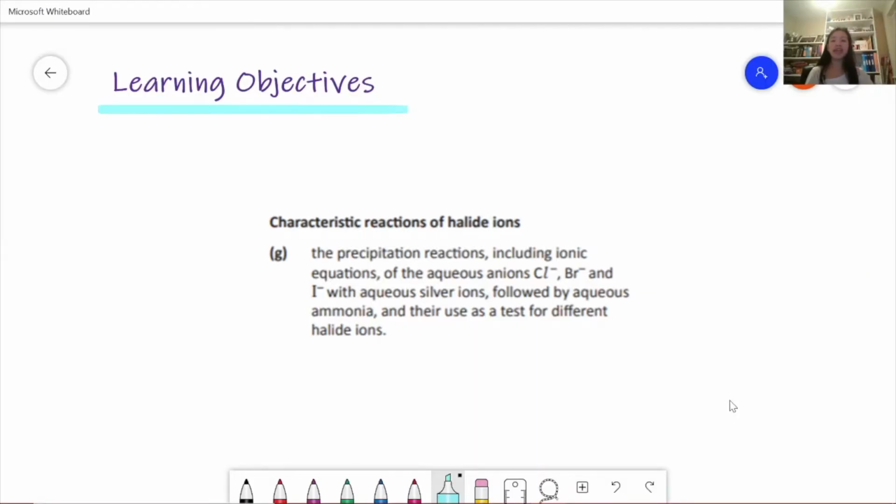Today we're going to be looking at the characteristic reactions of halide ions. So we're going to look at the precipitation reactions including ionic equations of aqueous anions, chloride, bromide and iodide with aqueous silver ions, followed by aqueous ammonia and their use as a test for different halide ions.